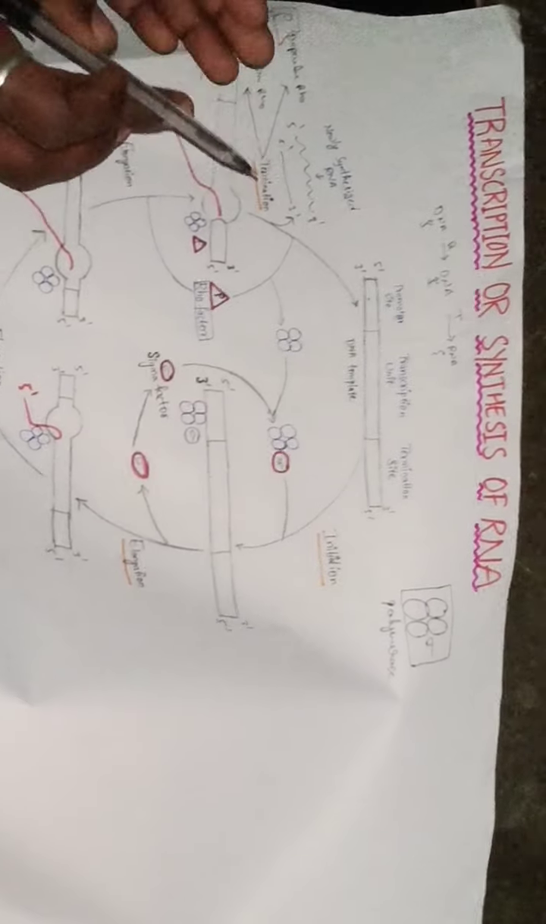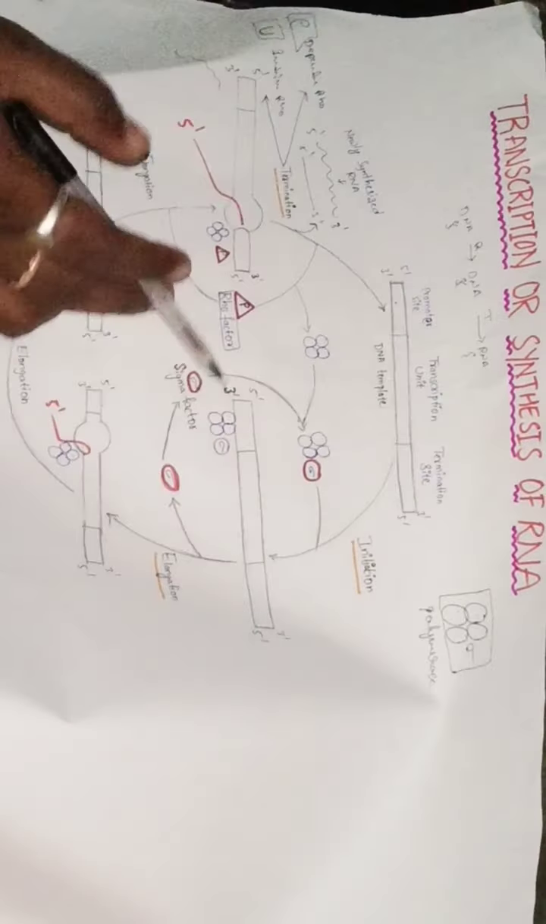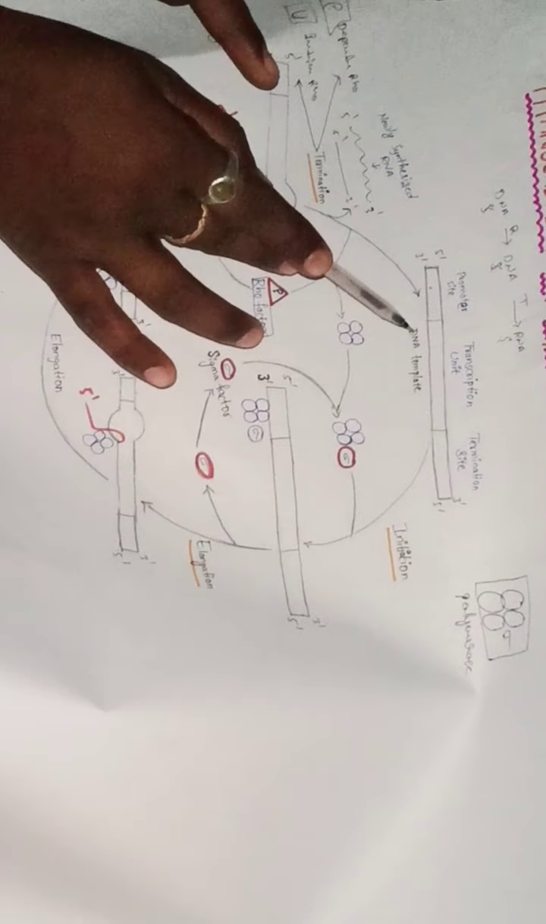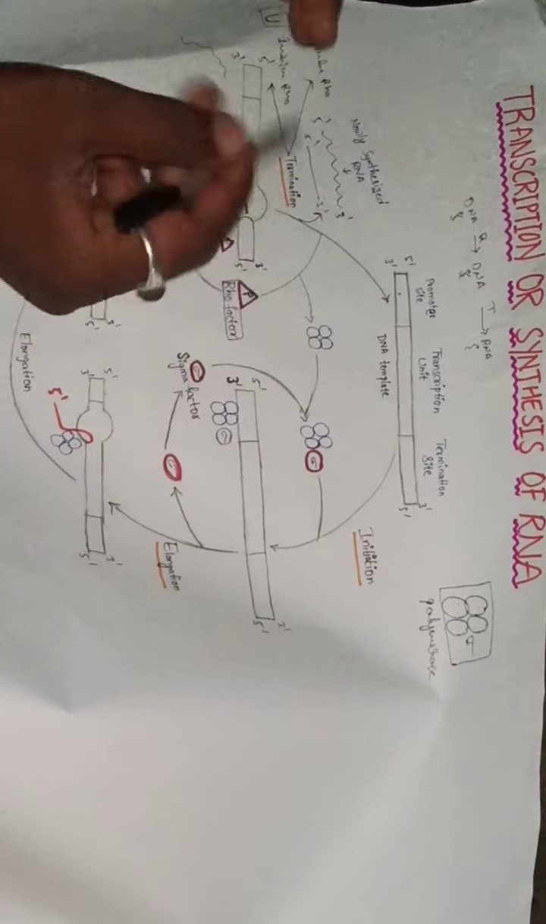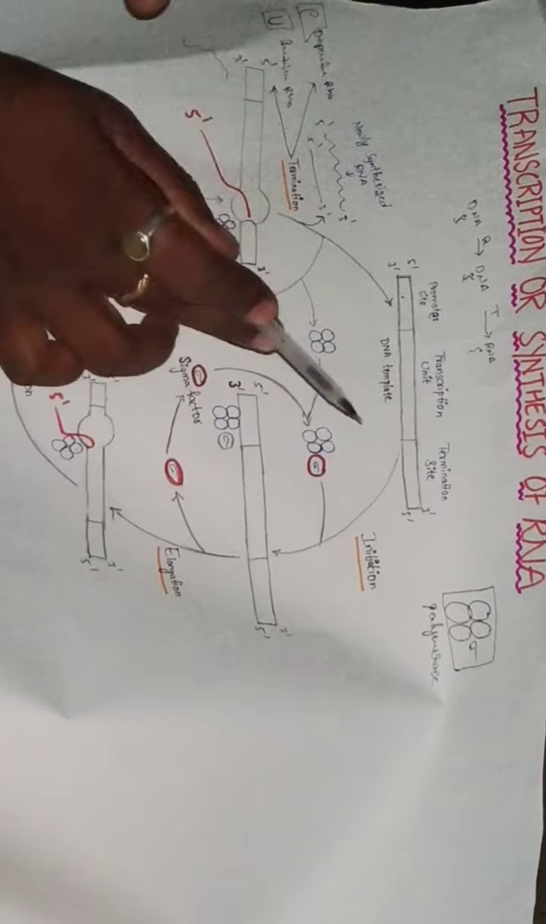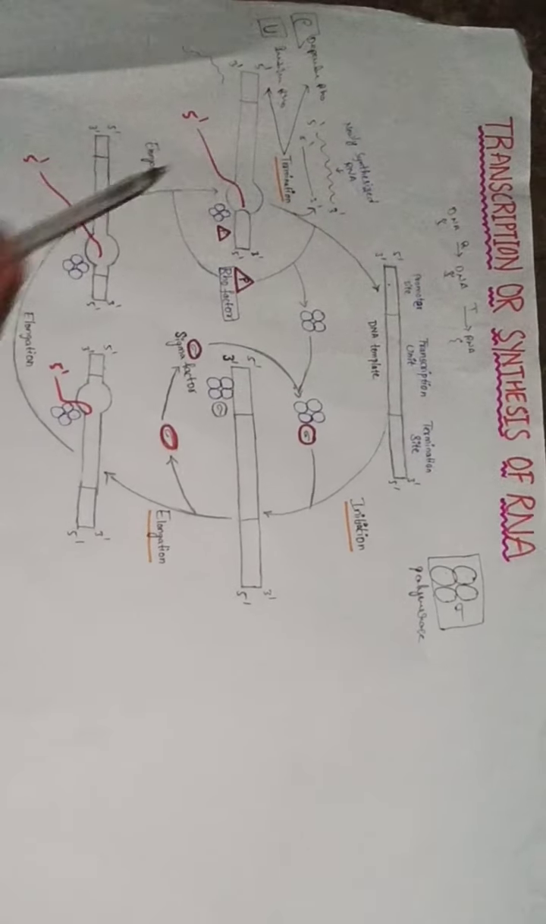So the DNA has three sites: promoter site, transcription site, and termination site. In the promoter site, it binds with the polymerase enzyme. In the transcription site, it produces the RNA. In termination, after producing the RNA, it is separated from the DNA. So the synthesis of RNA involves three stages: initiation, elongation, and termination.